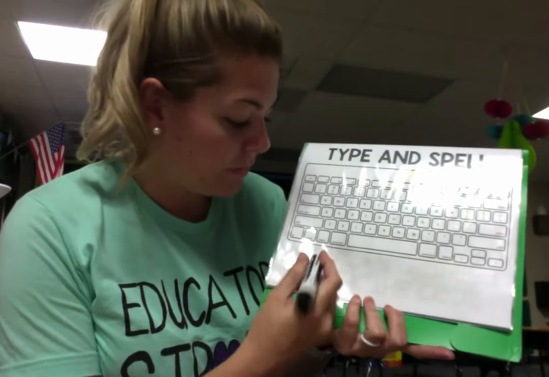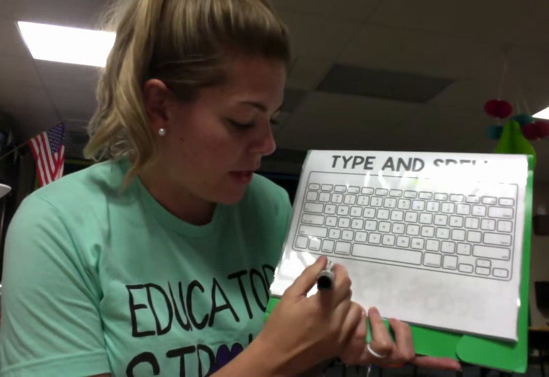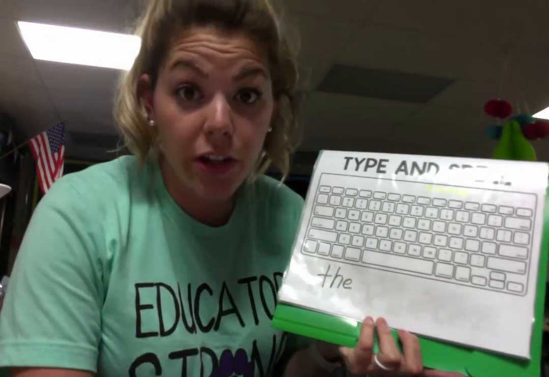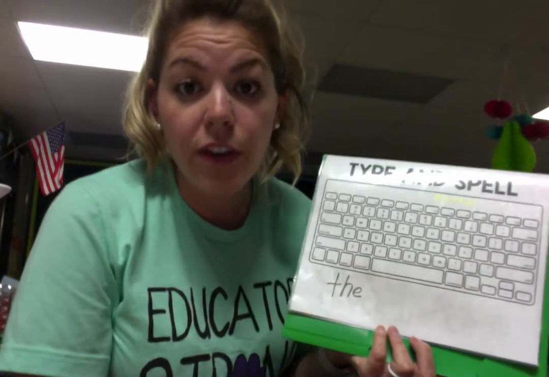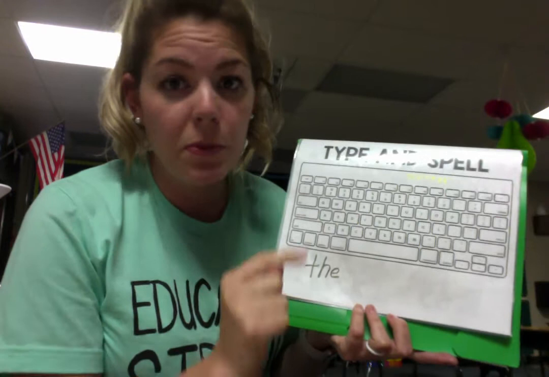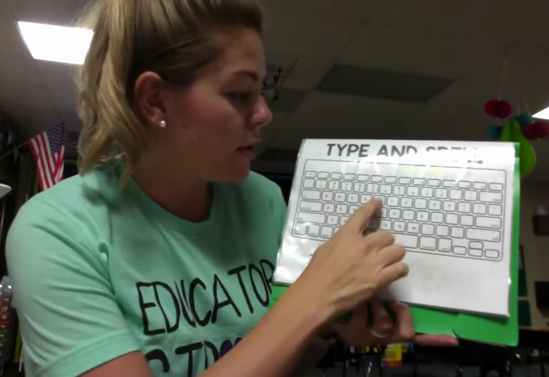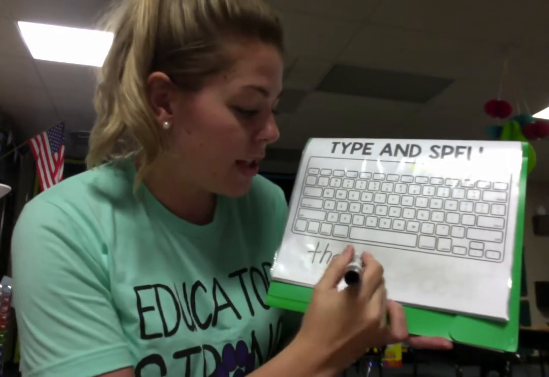So one of your sight words is the. So what you're going to do on this page is type and spell. So for this page, for the word the, you can write the word the at the bottom. Then you can put your marker down and type it. So you're going to find those letters on the keyboard and just pretend to type with your finger. So T-H-E. All right?